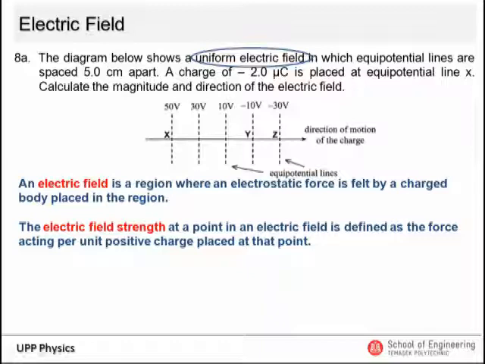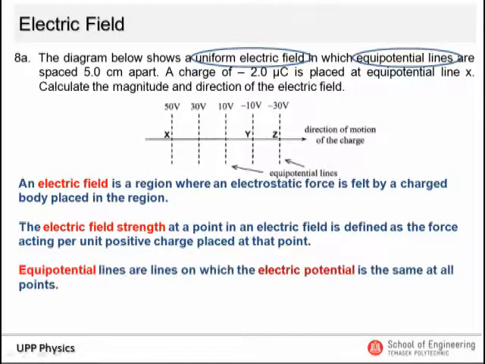Now, another term that needs further explanation is the equipotential lines. What are equipotential lines? Equipotential lines are lines on which the electric potential is the same at all points. Meaning, if you see in the diagram the dotted lines, any point on the dotted line will have the electric potential as stated in the question.